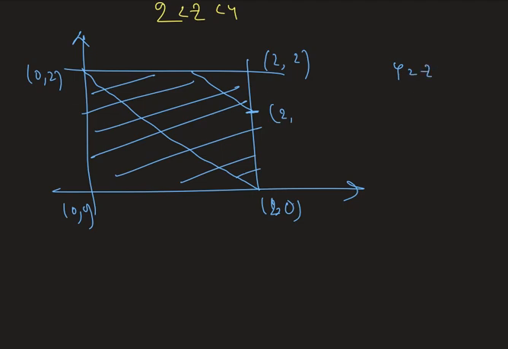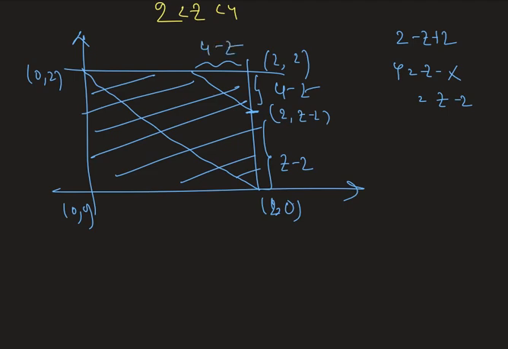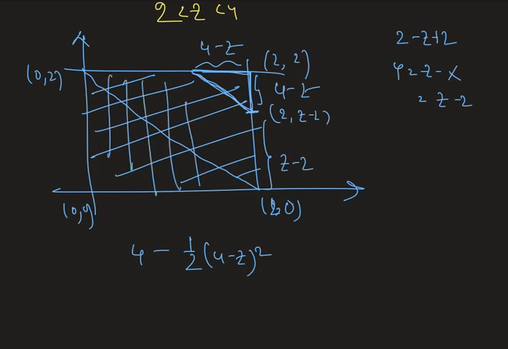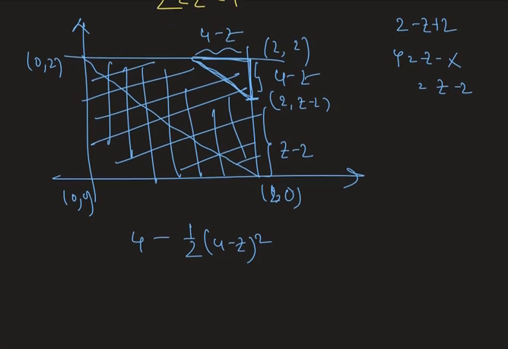Now y is equal to z minus x, and the value of x is 2, therefore the y coordinate is z minus 2. Therefore this portion is equal to z minus 2, and this portion must be 2 minus (z minus 2), that is 4 minus z. So this portion will be 4 minus z also. As the area of this triangle is half of (4 minus z) whole square, the area under this line will be the total area minus the area of the triangle, and the total area is 4 as it is a square of side 2. Therefore the area under this line will be 4 minus half of (4 minus z) whole square.